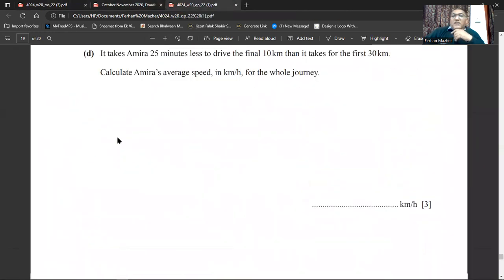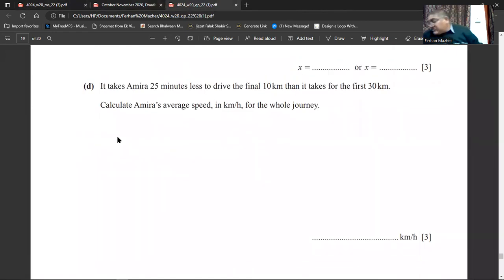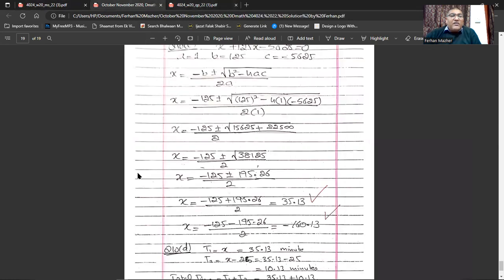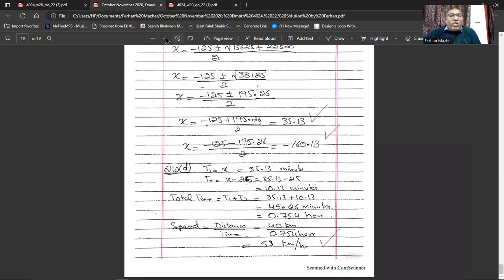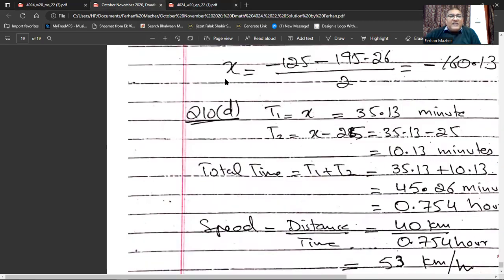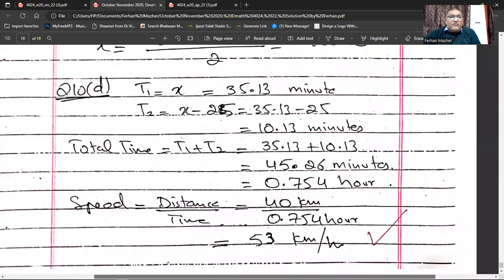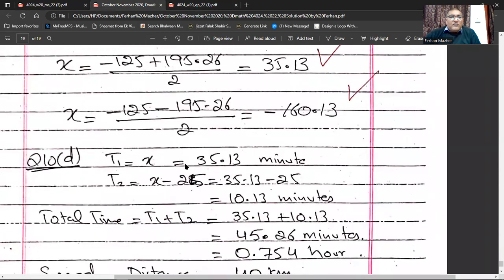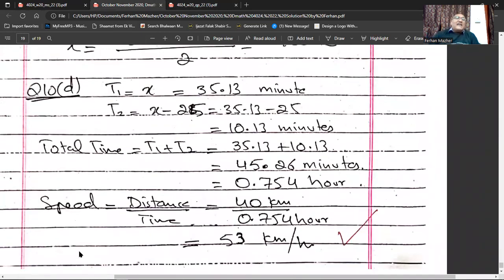So question number 10, it's D part. He says it takes Amira 25 minutes less to drive the final 10 kilometers than it takes for the first 30 kilometers. Calculate Amira's average speed in kilometers per hour for the whole journey. Okay. So the time one was X minutes.